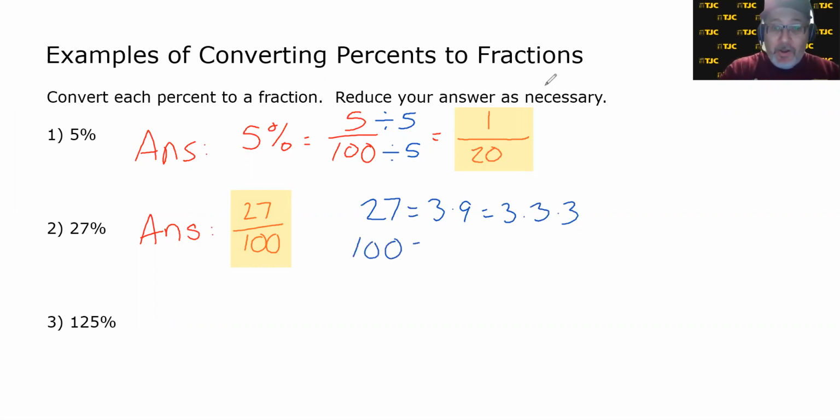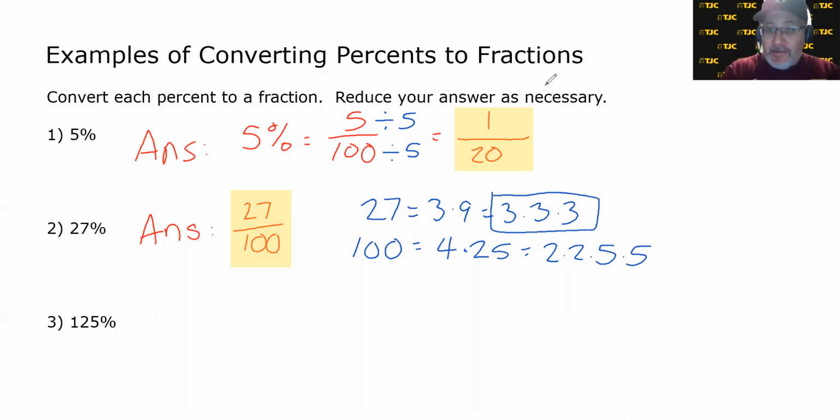However, if we break down 100, let's start with 4 times 25. You might be thinking, why didn't I use 10 times 10? That would work eventually. But 4 times 25 is also 100. 4 is 2 times 2. 25 is 5 times 5. Those numbers are prime numbers in the sense that I can't break them down into the product of smaller numbers. And if you'll notice, the only prime numbers here are 3, and the only prime numbers here are 2 and 5. If I'm going to reduce, I have to have some matching prime factors, which they don't. So that's as reduced as it gets.